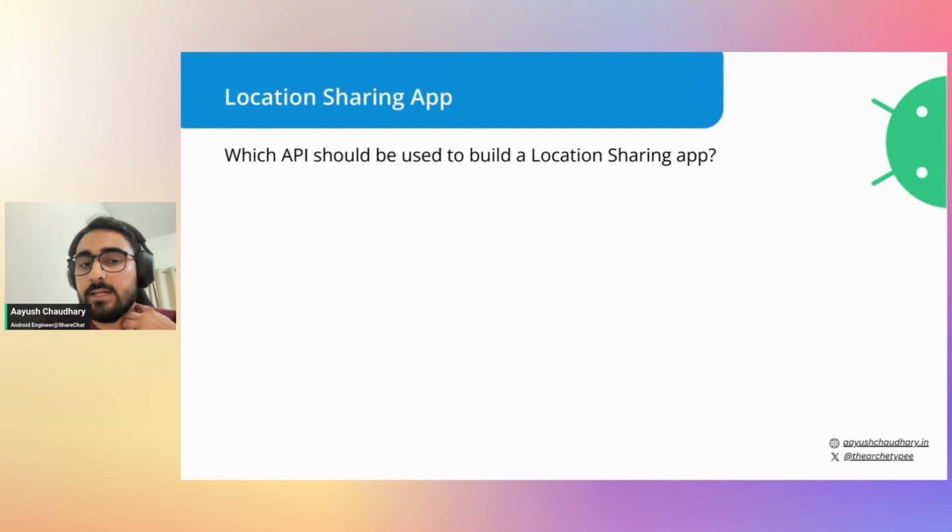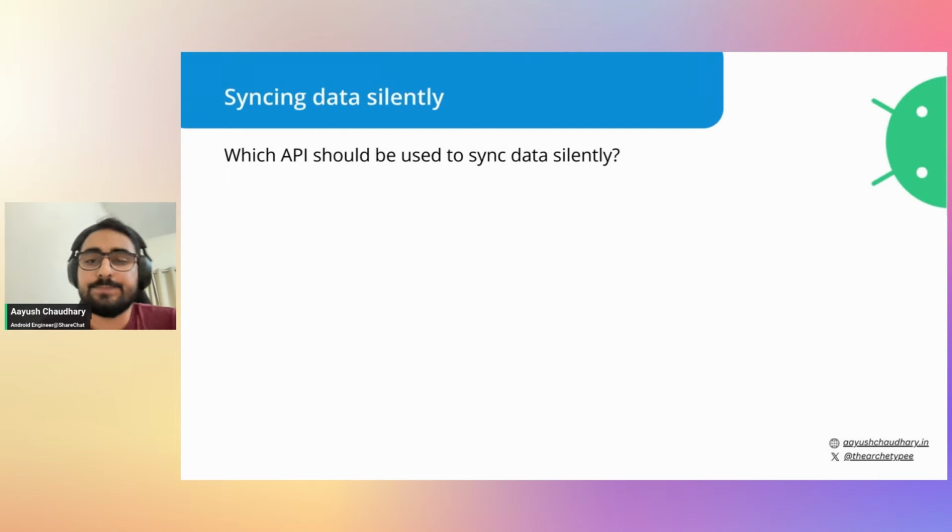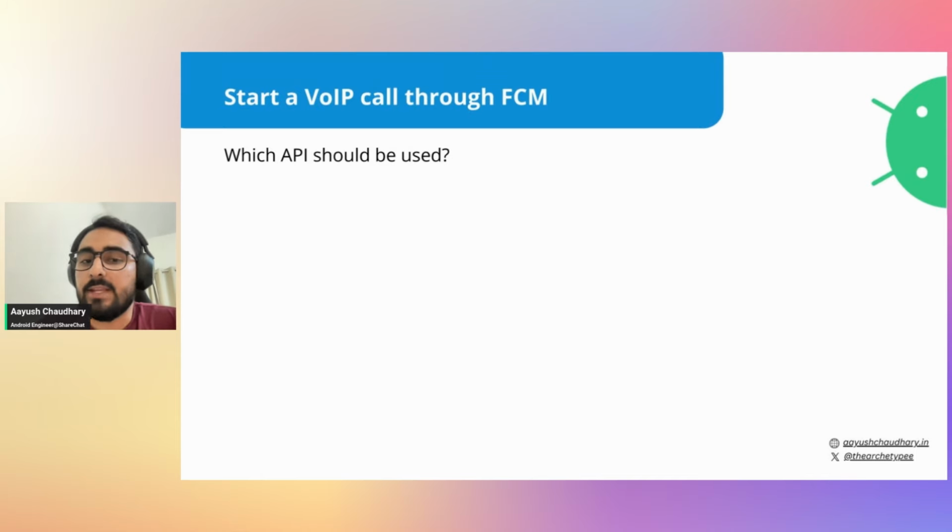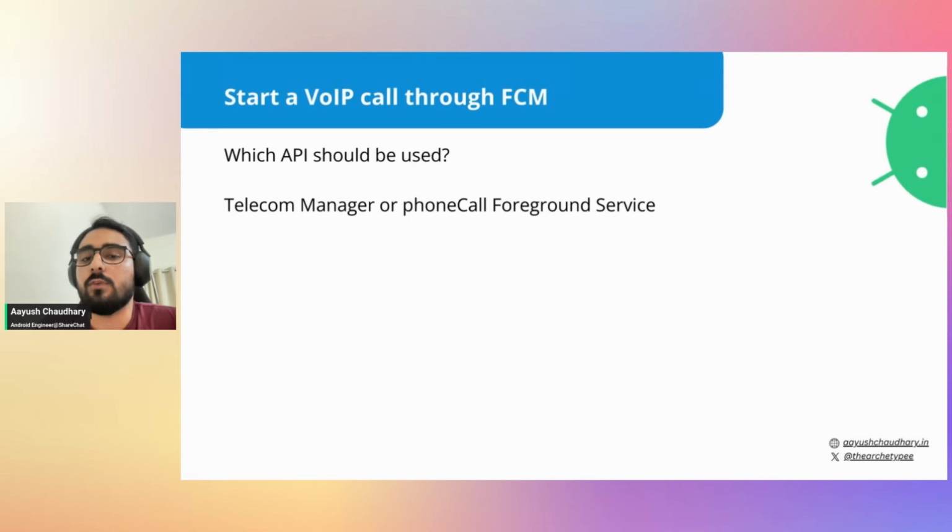Let's say you want to build a location sharing app. Which API will you use for that? You'll use foreground service with the fused location API. To send data silently to the server, we will use WorkManager. If you want to start a call through FCM, we can use TelecomManager or phone call foreground service.